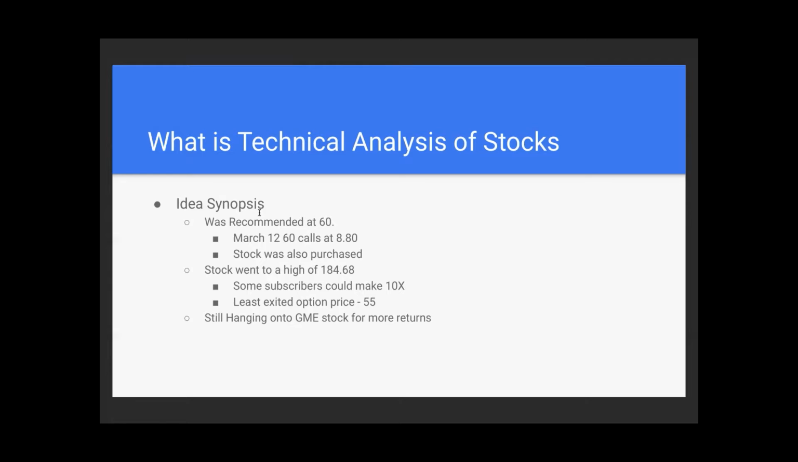We said we want to take off our option. So that took us to at least 6 to 7x on the option. But still, we are hanging on to GAME stock for more returns. As we said, the two things recommended were the options and the stock. So we removed the options, and we are holding the stock right now. That's the synopsis. I just wanted to give you what was recommended and what happened.